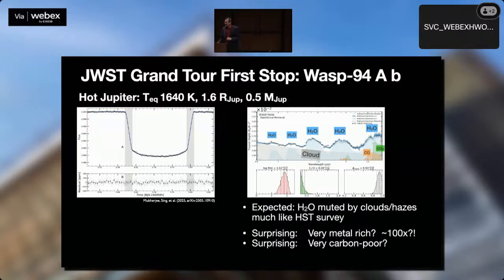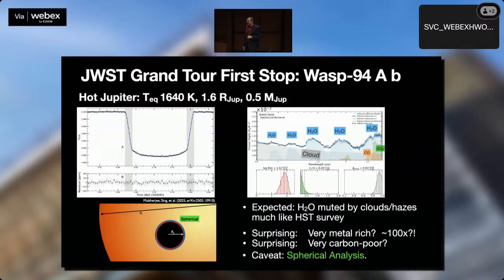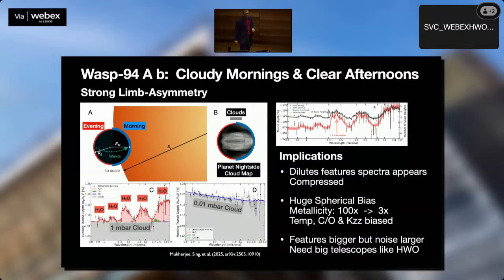But there's a large caveat here. When we did the analysis right here, this is the classical spherical analysis. You pretend the whole planet is just one homogeneous sphere, and the planetary limb is just a homogeneous annulus. This is what we've been doing for a long time with Hubble. But with JWST, we can go further and do a limb-limb analysis and actually fit the light curves, measuring both planetary radii from the morning and the evening. When we take the same data and do a limb-limb analysis, what we find is a very strong limb asymmetry on this planet.